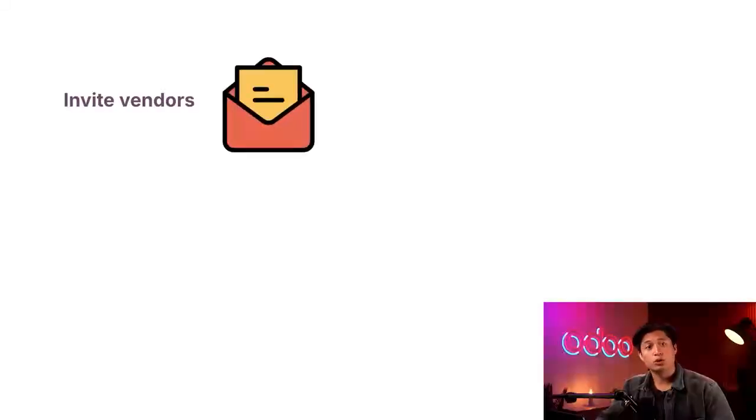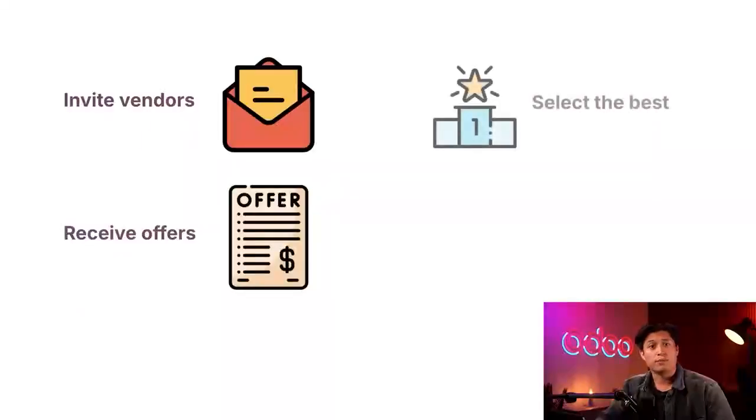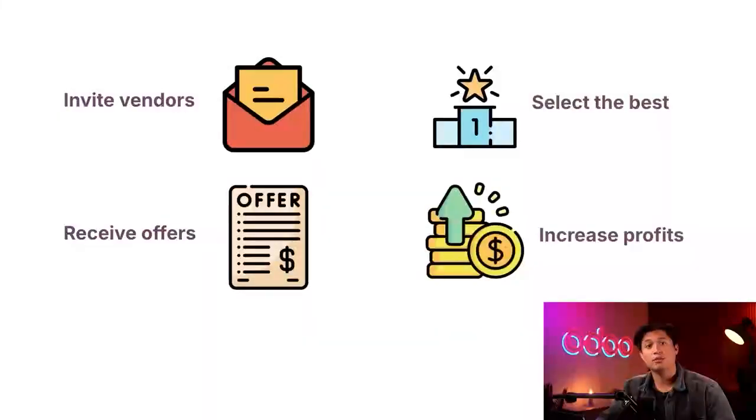With alternative RFQs, we invite multiple vendors to submit offers for similar goods or services all at once. When we've received all the offers, we can pick the one that works best for us, minimizing costs and increasing profitability in the most efficient manner. Sounds great, right? Let's hop into our database and see how this all works in Odoo's Purchase app.